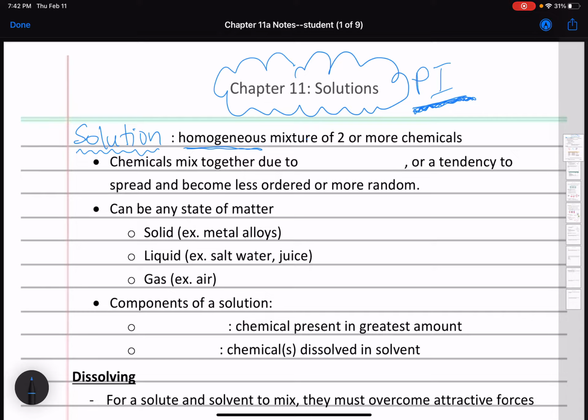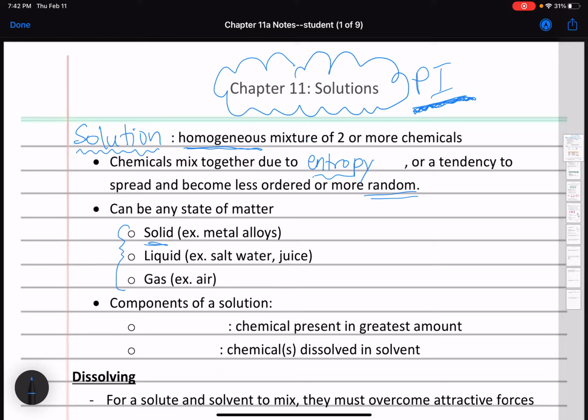So when chemicals mix together, and they diffuse into one another, they do this because of a thermodynamic principle called entropy. And entropy is defined as the tendency to spread out and become less ordered or more random. And we're going to learn more about entropy when we talk about thermodynamics, but we're just going to introduce it right now.